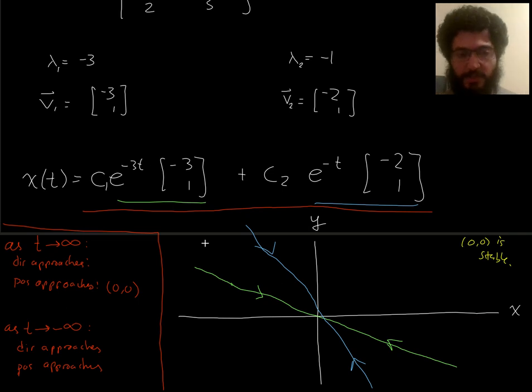So the green is just going to be totally negligible as t gets larger. I mean, they both become negligible, but the direction is going to be much more parallel with the blue. So the direction approaches the direction of negative 2, 1. So solutions will always approach the origin towards the future, but their direction of approach is parallel to the blue.